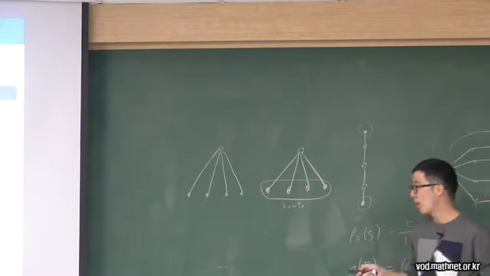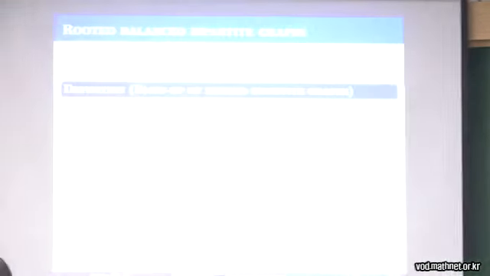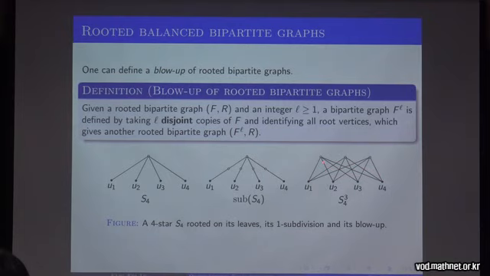So what you can get is that this graph is isomorphic to a complete bipartite graph. So any blow-up of stars becomes a complete bipartite graph. What is the blow-up of the path? What are the roots? The roots are always the two end vertices of the path. So the blow-up of a path becomes a theta graph.